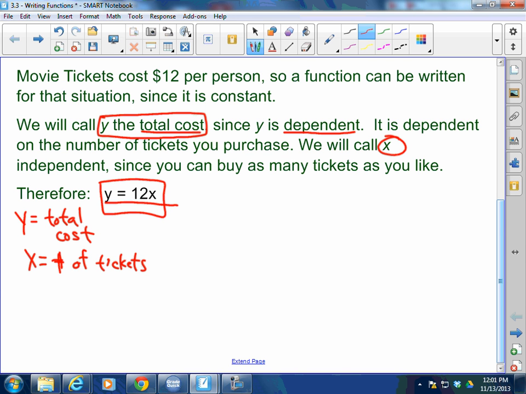So if I buy one ticket, it's $12. If I buy 10 tickets, that's $120. I simply plug in the values and find my total cost. If I buy 2 tickets, well, 2 times 12, that's $24. If I buy 10 tickets, well, 10 times 12 is $120. X is independent. I can buy as many tickets as I want. Y is dependent. That cost depends on how many tickets I buy. Does that make sense? Okay, now, don't stress. We're going to walk through this one by one.